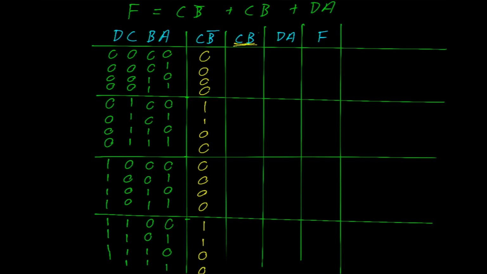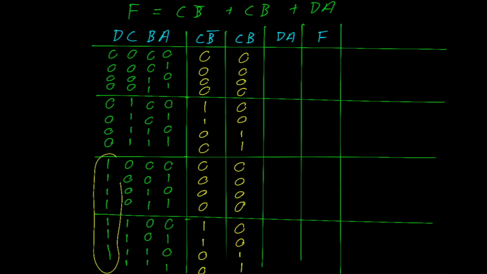For intermediate wire CB, we're looking for conditions where C is true and B is true. So that would be 0, 0, 1, 1 and 0, 0, 1, 1. It would be 0 for all others. And finally, for intermediate wire DA, we're looking for conditions where D is true and A is true. So that'd be 0, 1, 0, 1, 0, 1, 0, 1, 0 for all others.